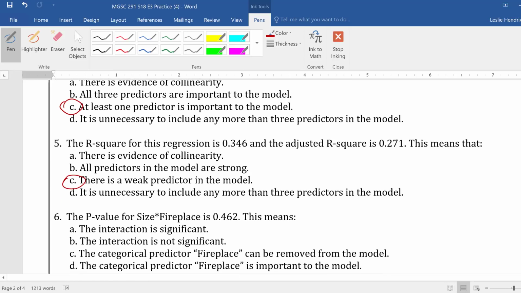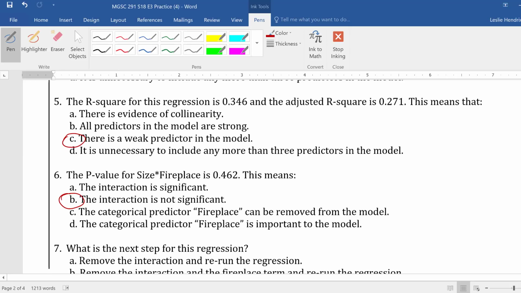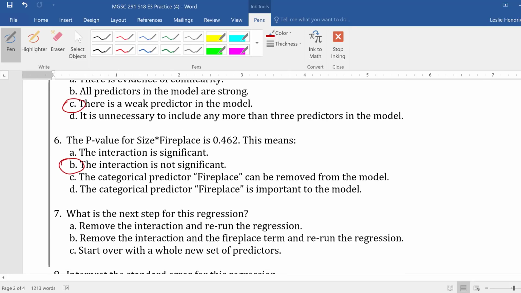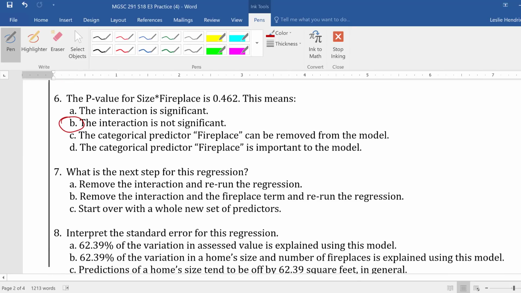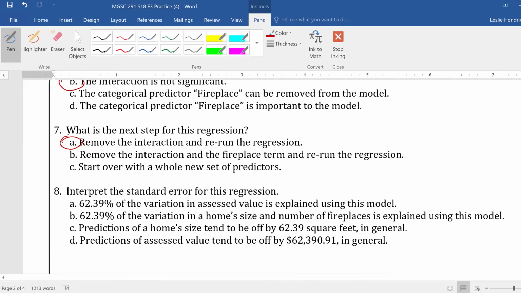All right, now the p-value for the interaction term, size by fireplace, is 0.462. So what does that mean? Well, that's a big p-value, so that's lack of significance. So the interaction term is not significant. So what would you do when you don't have a significant interaction? You do the exact same thing you do with a two-way ANOVA. You'd remove it and rerun the regression.